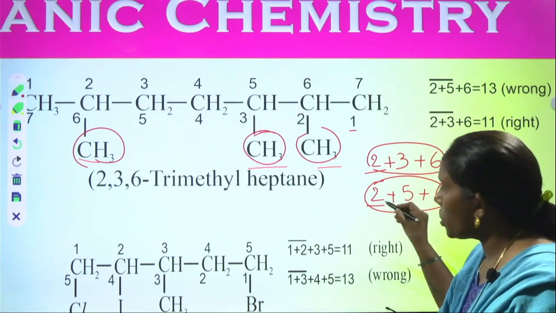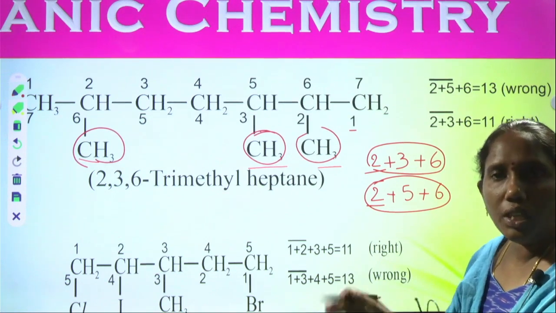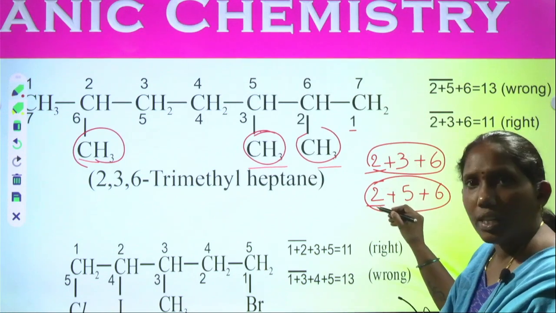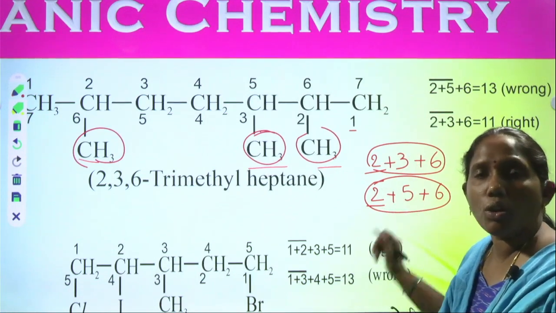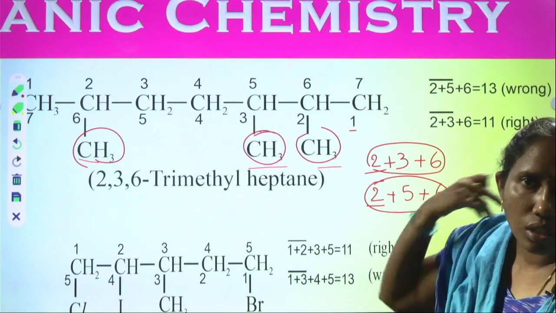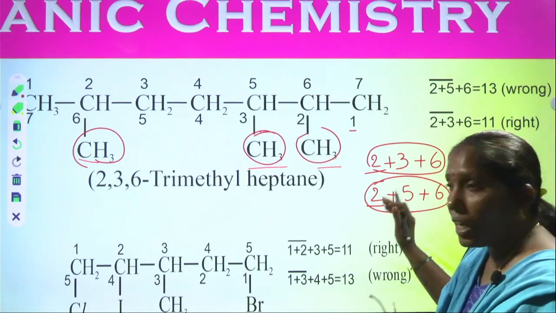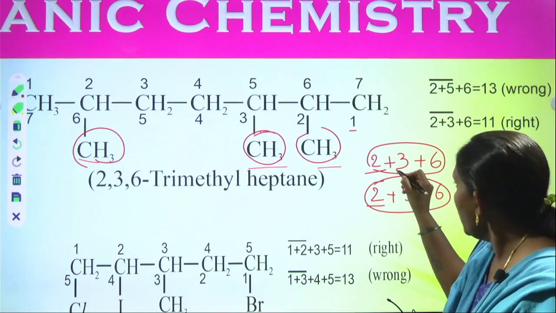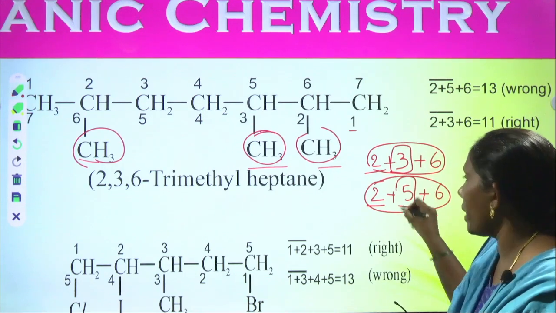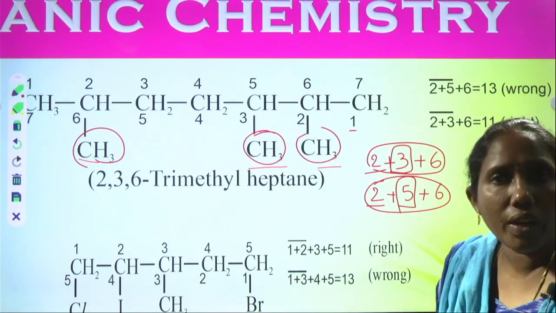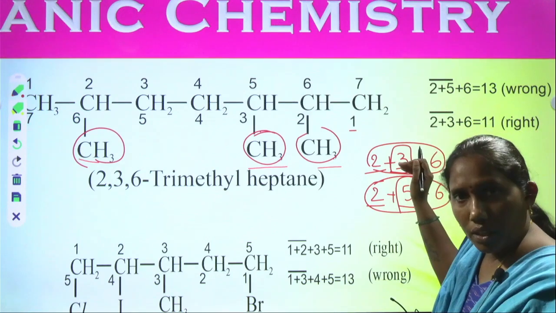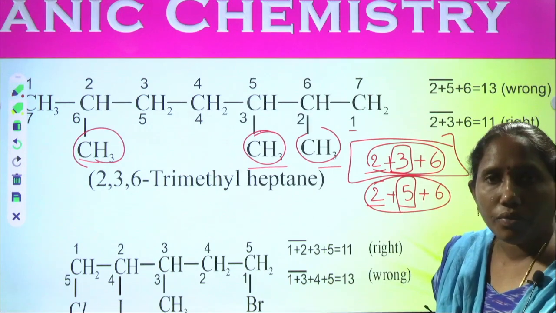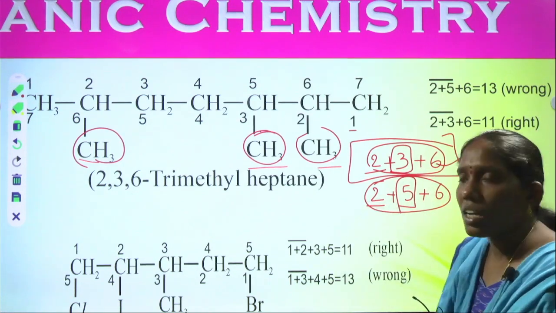2, same. So leave it. Suppose here 4 is there, here 2 is there, then we will go to the 2 only because we have to choose the lowest number. Next, the first numbers are both the same, that's why we come to the next number. Here it is 3, here it is 5. Which is lower? 3 is lower. So we have to choose this numbering.